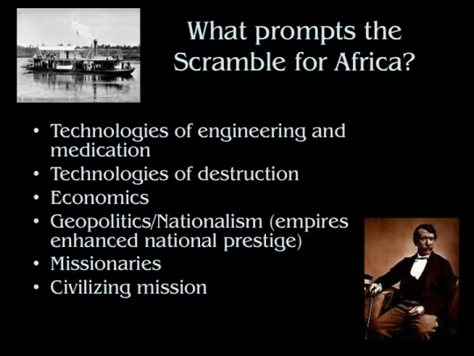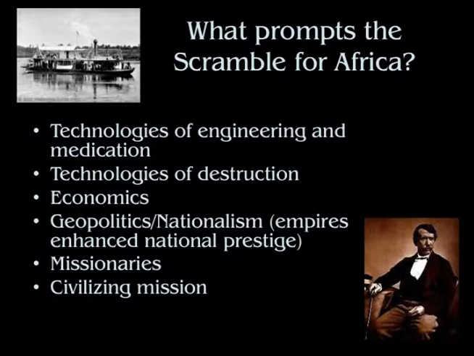Geopolitics and nationalism. What you should keep in mind here is that some of the areas that European powers claimed were not all that rich in resources, but just having this new chunk of land to add to your territory and call your empire could increase your prestige in Europe.